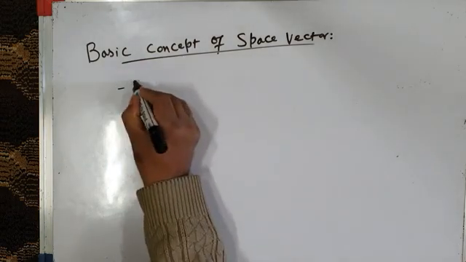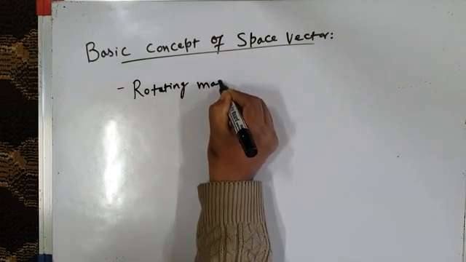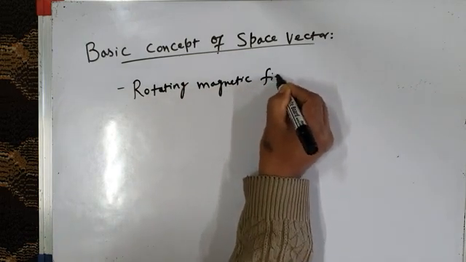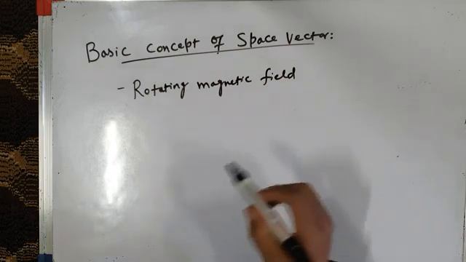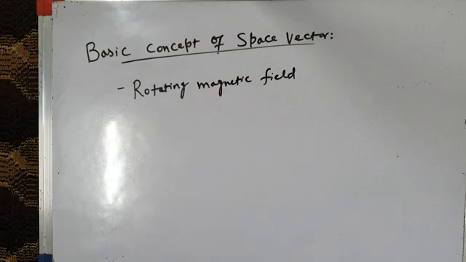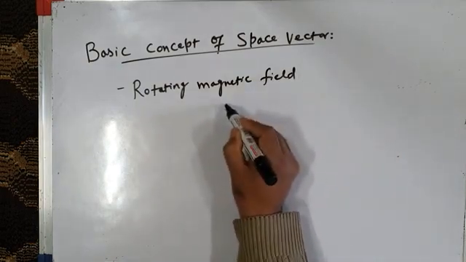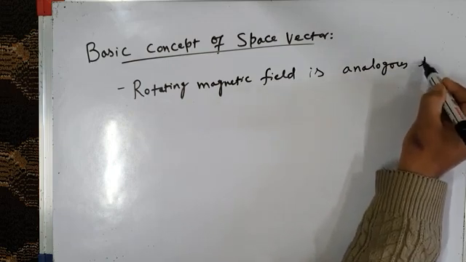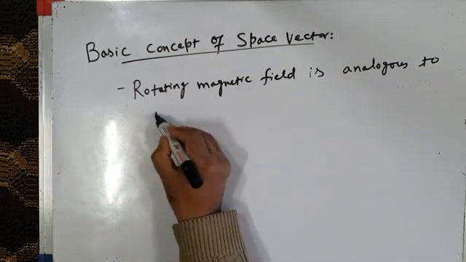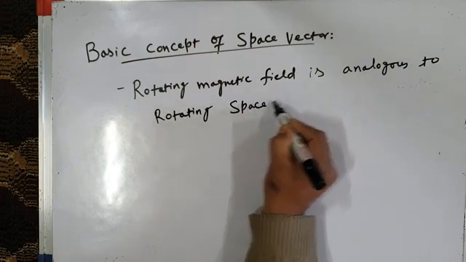So we can say that the rotating magnetic field, or what we call a revolving magnetic field, which is produced in a three-phase induction motor by the flow of three-phase sinusoidal currents in its three-phase balanced windings, is analogous to what we call a rotating space vector.